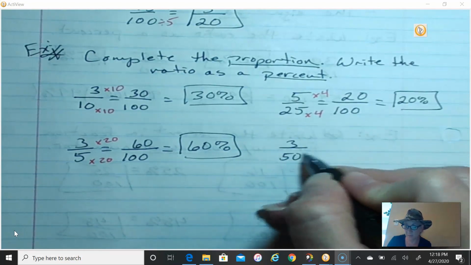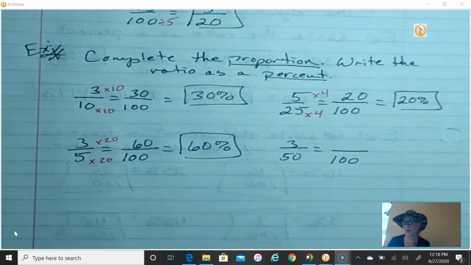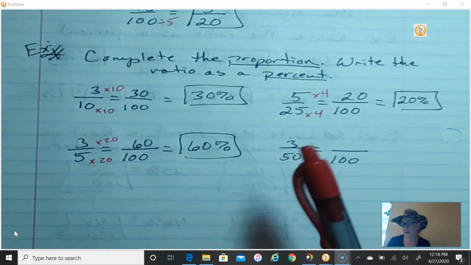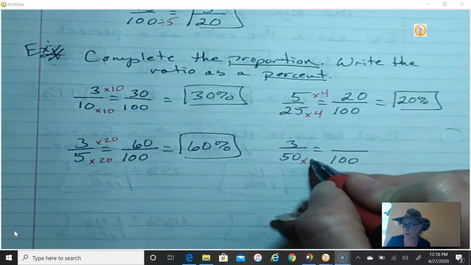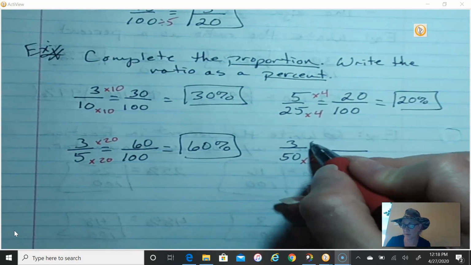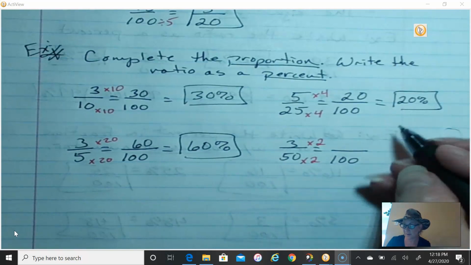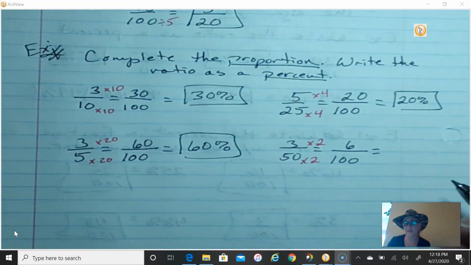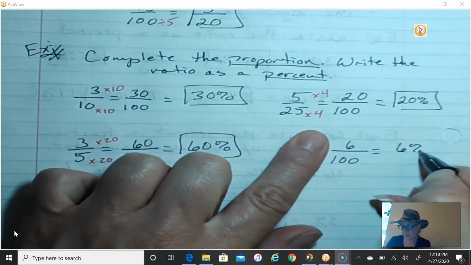Let's do another one. 3 over 50. Okay, pause the video and you work this out. How many times 50 go into 100? Twice, so 50 times 2 gives me 100. So then we need to do the same for the top. 3 times 2 is 6. What percentage is that? It's 6 over 100, so then it's 6%.